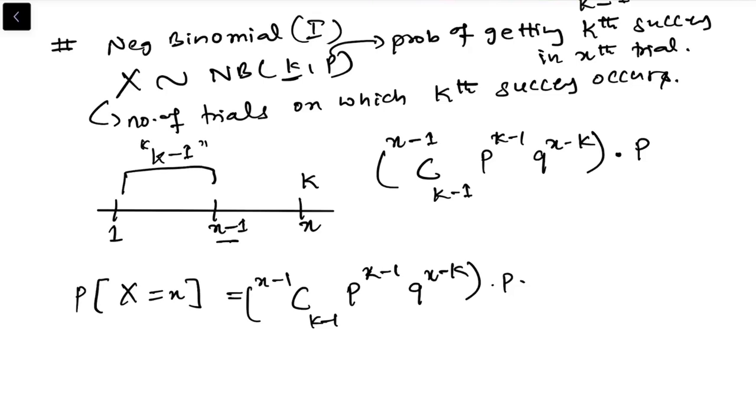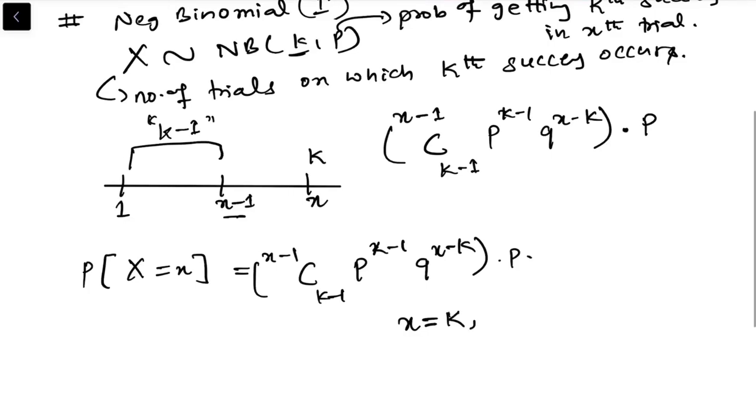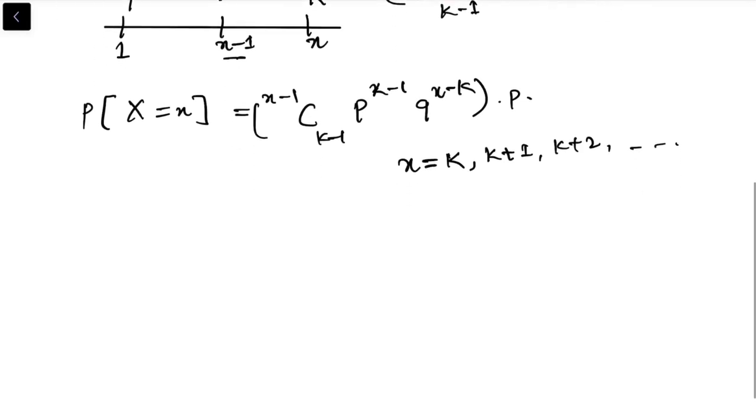Now what is the range of x? What is the minimum number of trials that you need to have k successes? k trials, right? And then you can increase this by 1, 2, up to infinity. You can have the kth success in k trials, in k plus 1 trials, in k plus 2 trials, and so on. Okay, now let's look at the mean and variance.